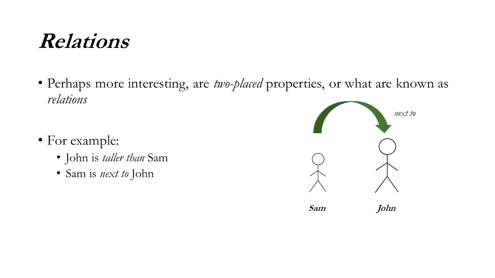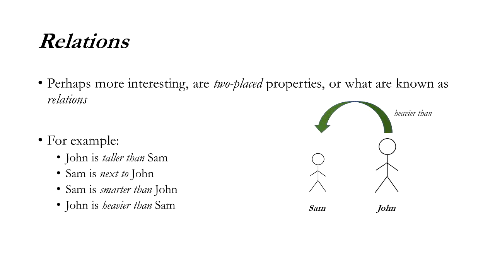Sam is, on the other hand, next to John. Also, Sam is smarter than John, and John is heavier than Sam. Sam is the smartest person in the room. Note there are only two people in here. In this case, of course, we're excluding Sam himself because no one's smarter than themselves.